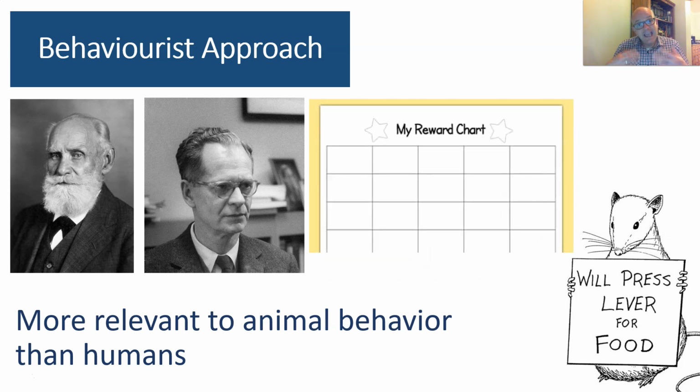Or if we look at education, we might use reward charts, merit point systems, operant conditioning. If you do a behaviour we want you to repeat, we give you a sticker so you do that, just the same way that a rat gets a food pellet when it presses a button. Well, the question is, can we apply that to humans?